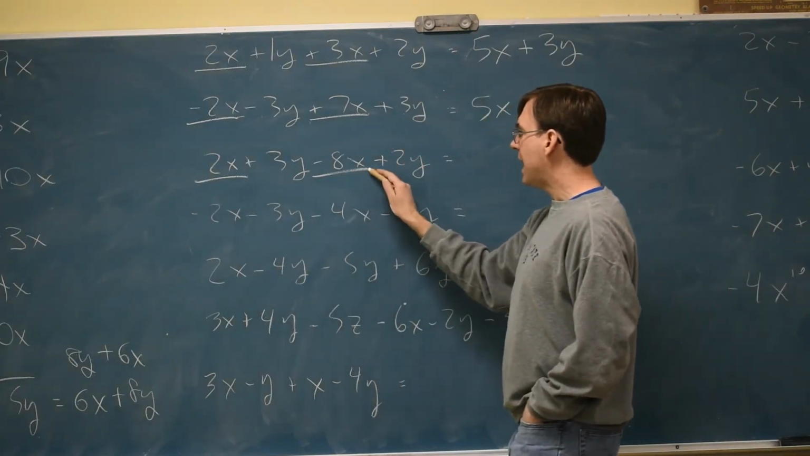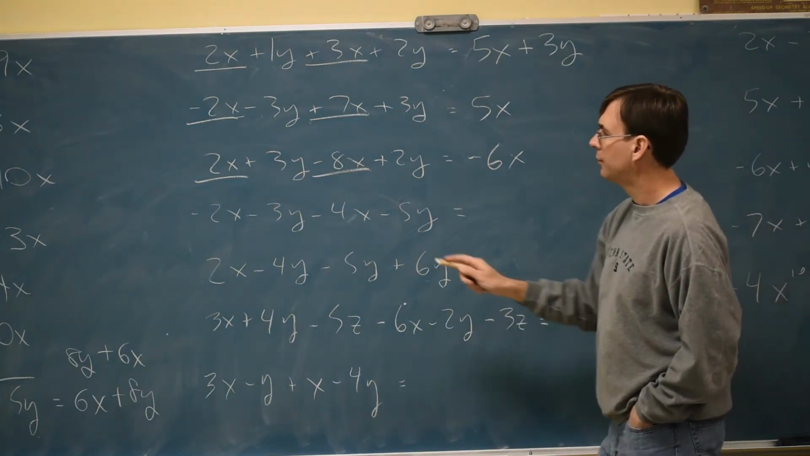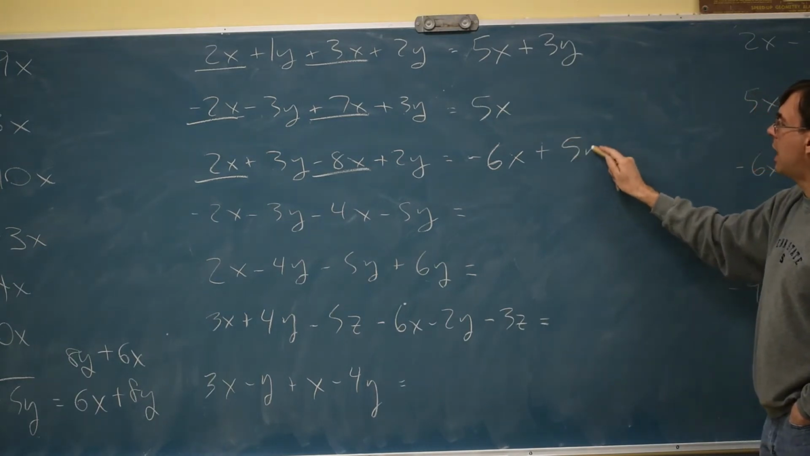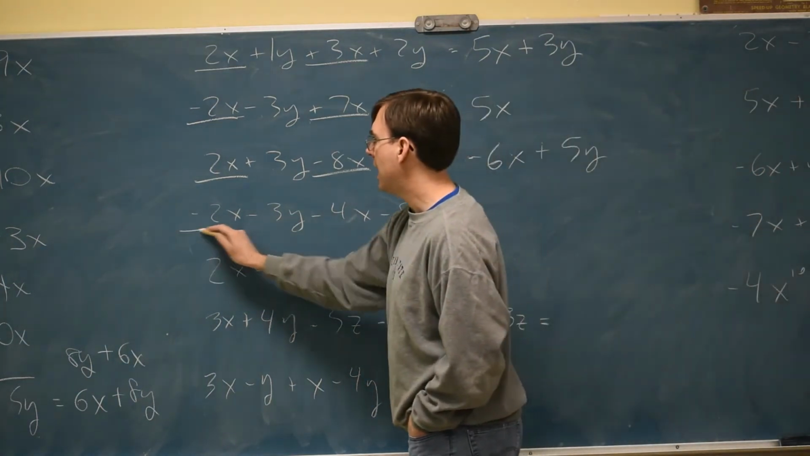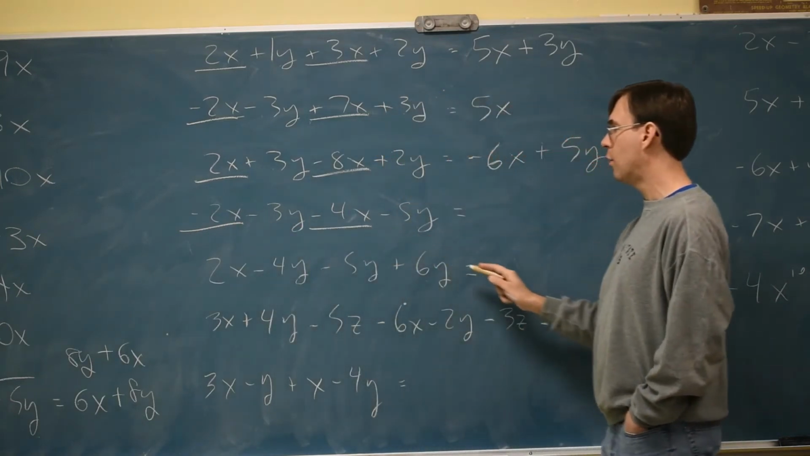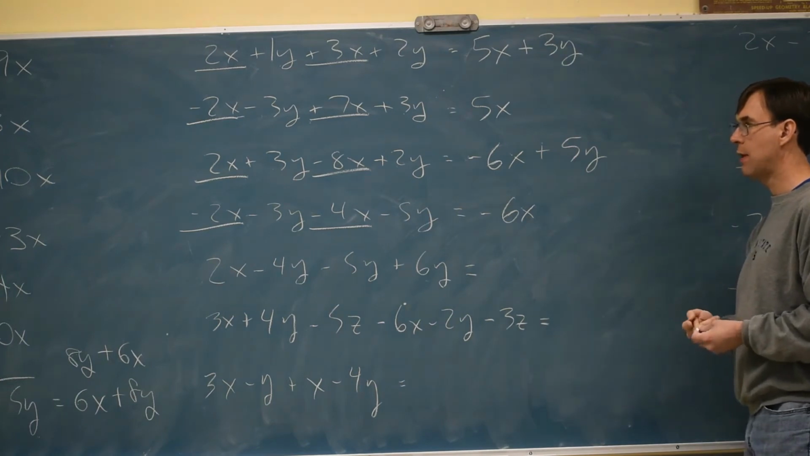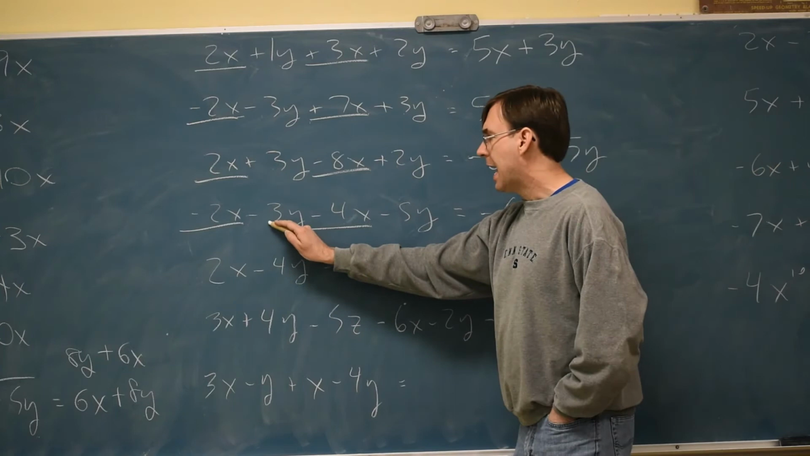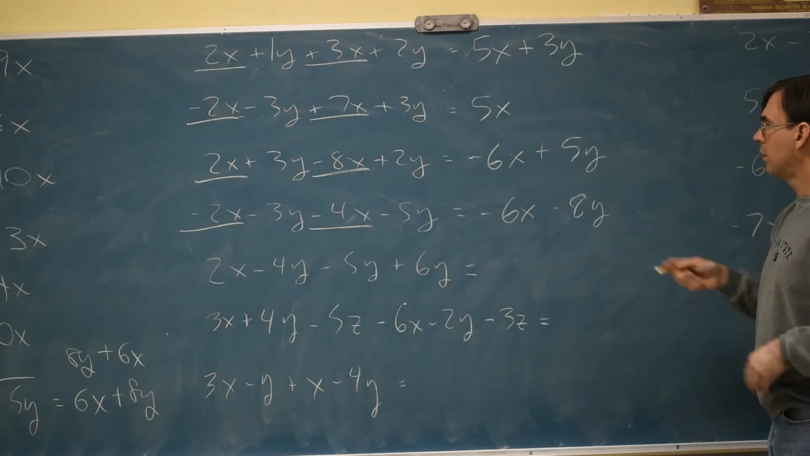2 with negative 8 would be negative 6 for the x's. A positive 3 and a positive 2 is a positive 5 for the y's. Here I have negative 2 and negative 4 for the x's. That makes a negative 6, because when you add two negatives, it makes a negative. We add them. Negative 3 with negative 5, that's negative 8 for the y's.